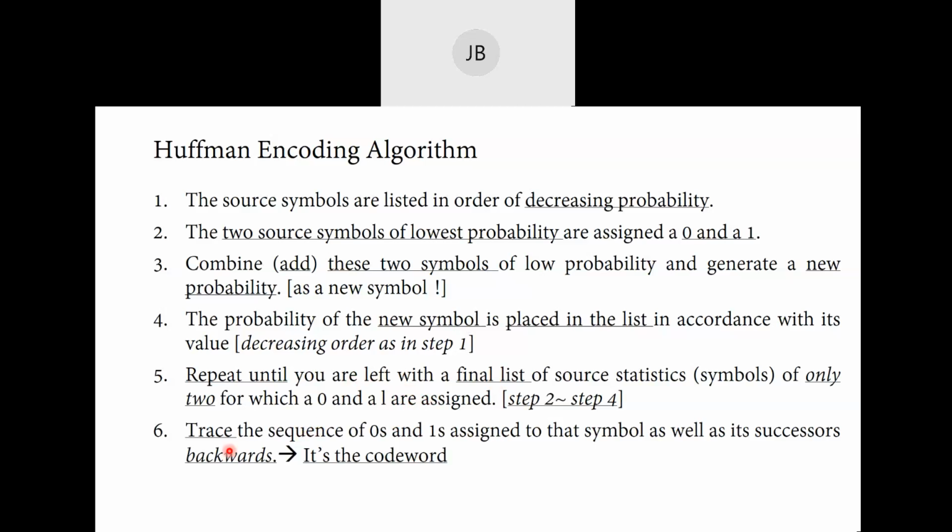In that case, our coding scheme gets over, and then we assign the code words, that is, we trace the sequences of zeros and ones assigned to the symbols as well as its successors in the backward direction. That gives us the code word. So these are the generic steps of the Huffman encoding algorithm, but we will see it with the help of an example.